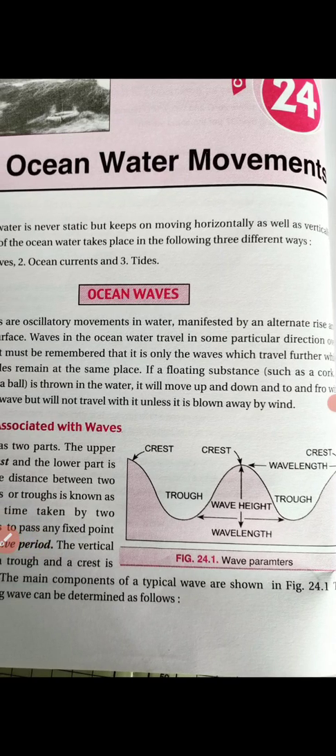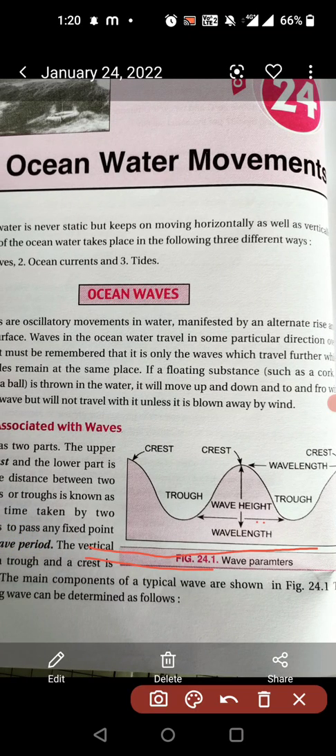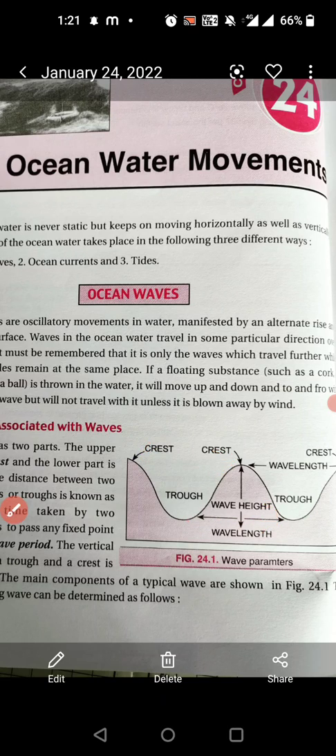Here you can see this is the crest. The upper part is the crest and the lower part is the trough. See, this is a trough and this is another trough. The distance between them is known as wavelength. Again, the distance between crest and crest will also be known as wavelength. So this is wavelength. Next thing is the height.